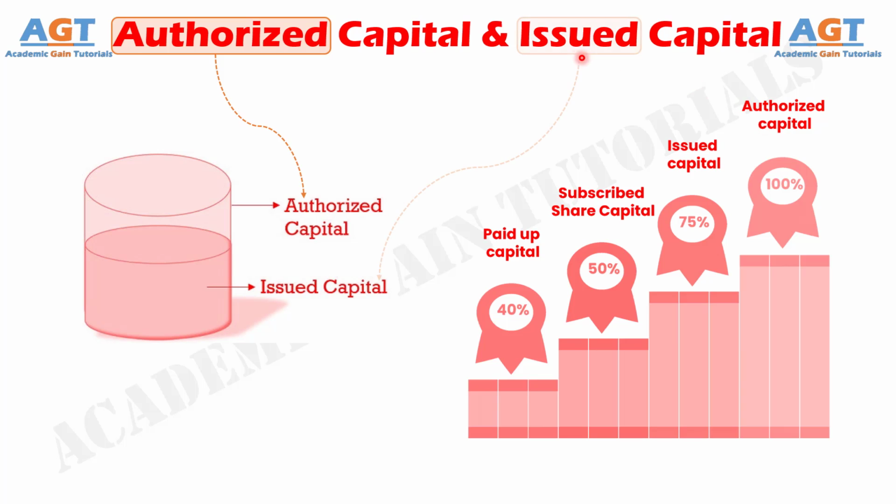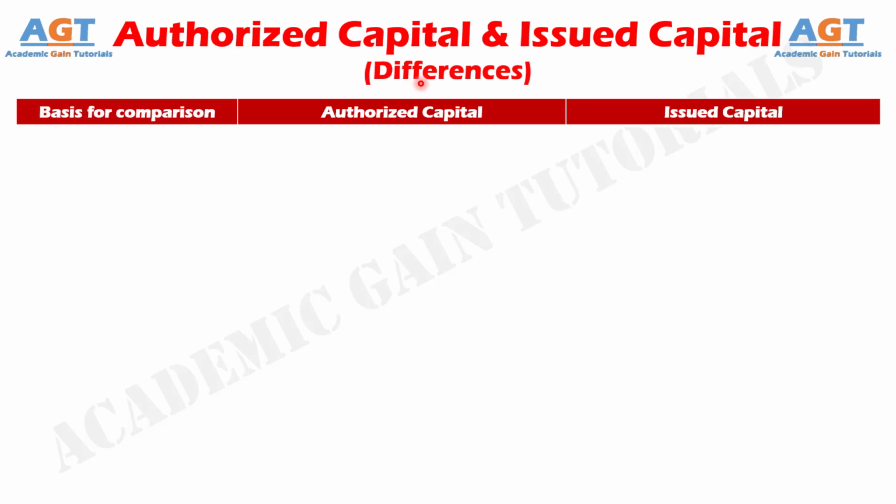Issued capital implies the nominal value of that portion of authorized capital which is subscribed by the signatories to the Memorandum of Association and allotted for cash or for consideration other than cash, and allotted as bonus shares. It is the capital that a company issues from time to time for subscription. So, let's look into the basic differences between authorized capital and issued capital in a tabular form.